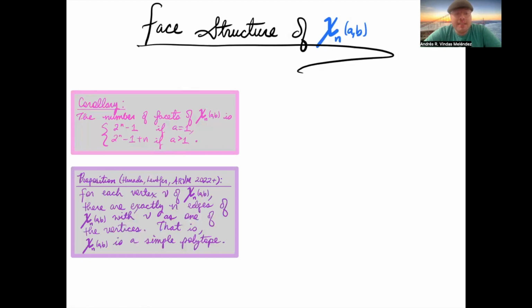And then we have this proposition that says for each vertex v of the x parking function polytope, or x_n(a,b) is what I'll refer to it as, there are exactly n edges of x_n(a,b) with v as one of the vertices. So in other words, this is a simple polytope.